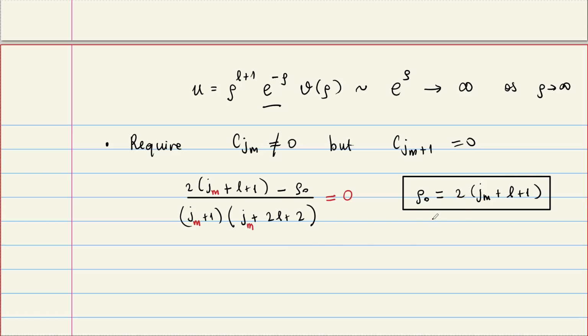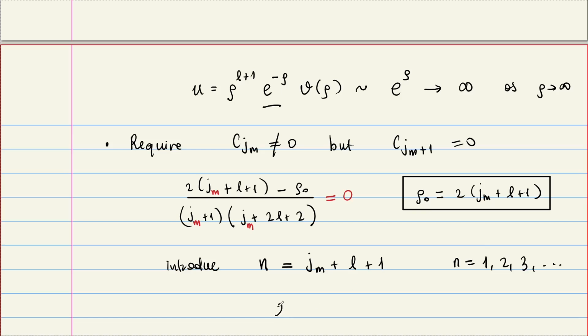The convention is generally to define a new integer, because this is a little bit complicated. We introduce n, which is going to be our principal quantum number, equal to Jm plus L plus 1. Because this is the coefficient of the polynomial expansion, n is 1, 2, 3, and so on. So we need to start like that.